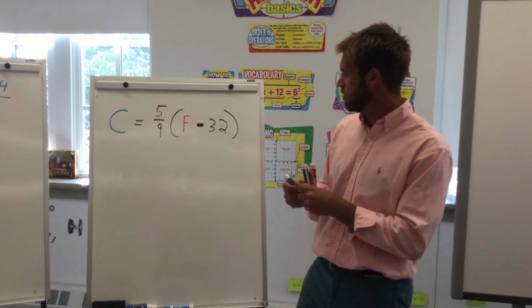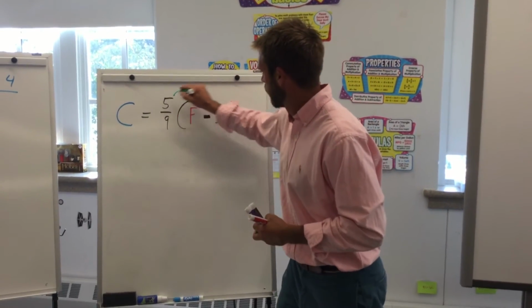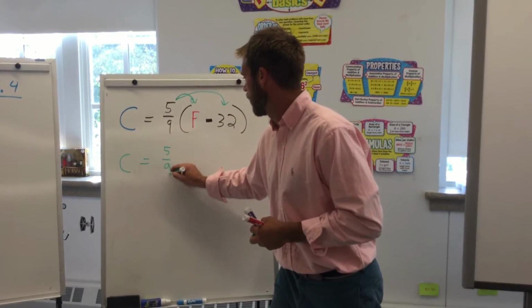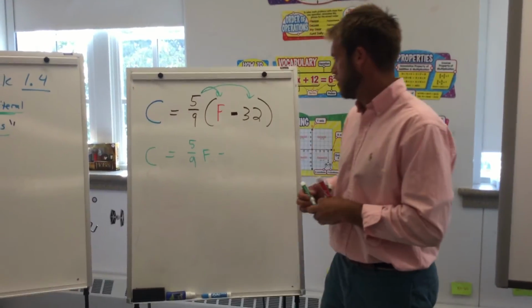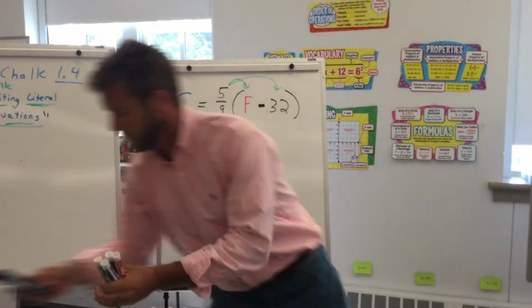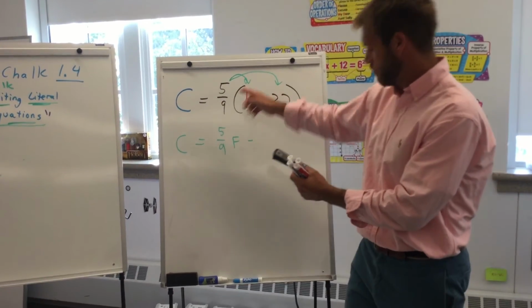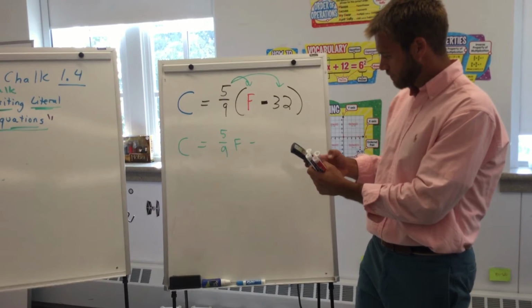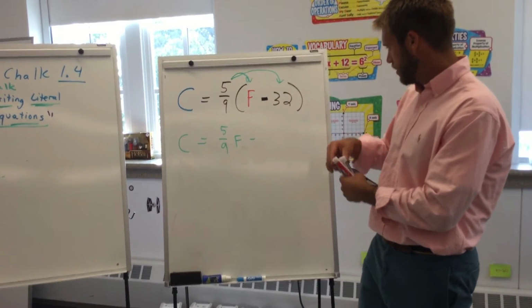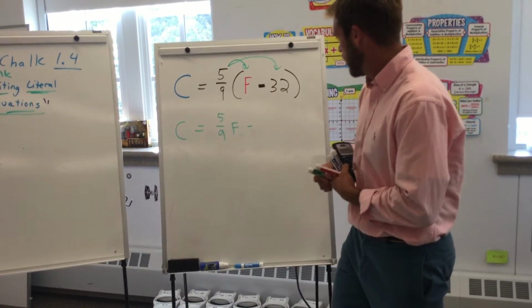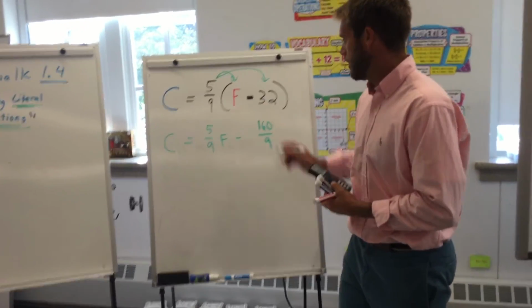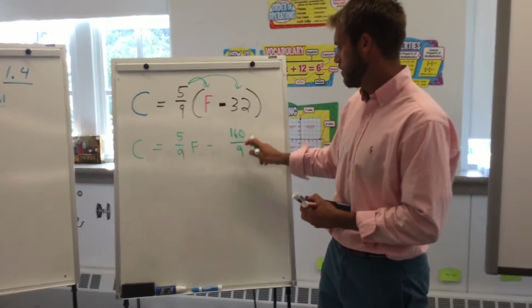Okay, so pay attention to me. What we're going to do is distribute first, 5/9 F minus, oh snaps, this is going to get tough. So I'm going to get my calculator. 32 times 5 is 160. So what I'm going to do is 160 over 9. I'm just going to leave it. Okay, what I did is just 5 times 32.